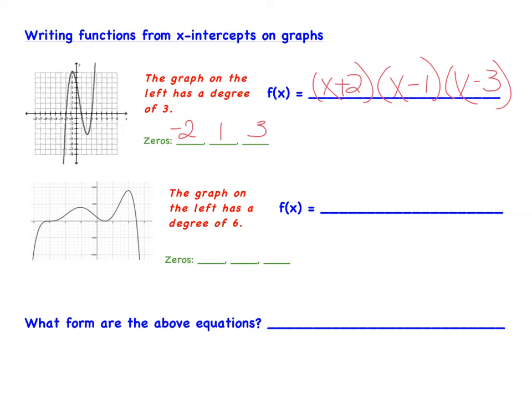So first, let's record our zeros. Now for this first one right here, that is where x equals negative 6. And then our next one is x equals positive 1. And then our third one is x equals positive 5. Now let's look at the extra information that's given to us. The graph on the left has a degree of 6. Okay, at first you might think that's not helpful, but really it is.